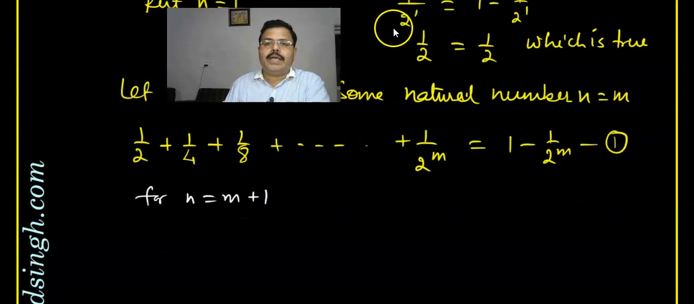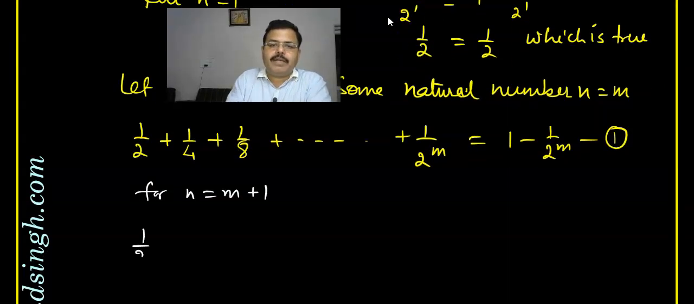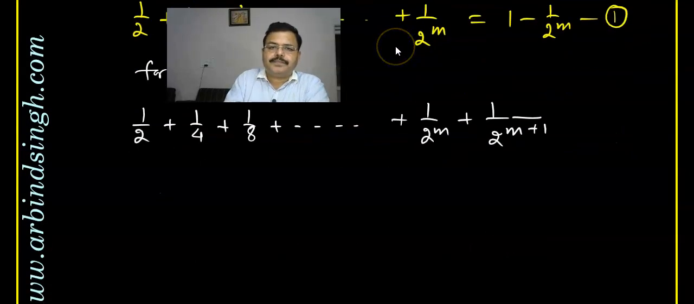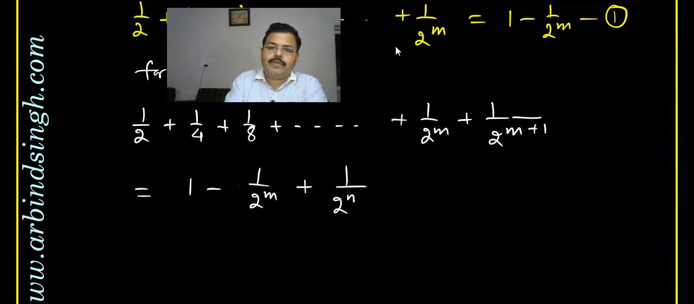Now for n is equal to m plus 1, we can have a result like 1 by 2 plus 1 by 4 plus 1 by 8 up to 1 by 2 to the power m plus 1 upon 2 to the power m plus 1. And that you have to prove here, what? That 1 minus 1 by 2 to the power m plus 1. So using first, this can be written as, that is equal to 1 minus 1 by 2 to the power m plus 1 upon 2 to the power m plus 1. Using 1. And what is left here?